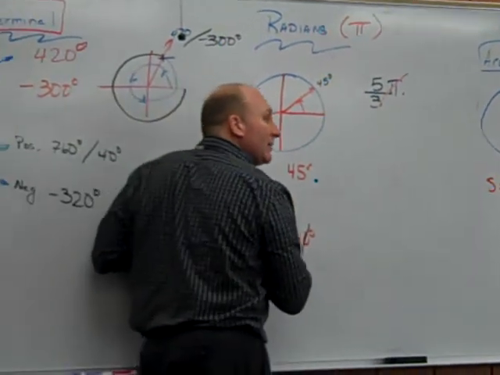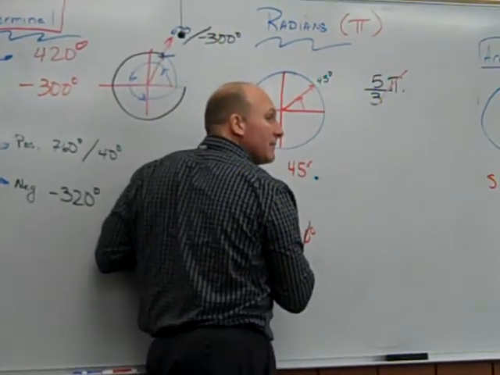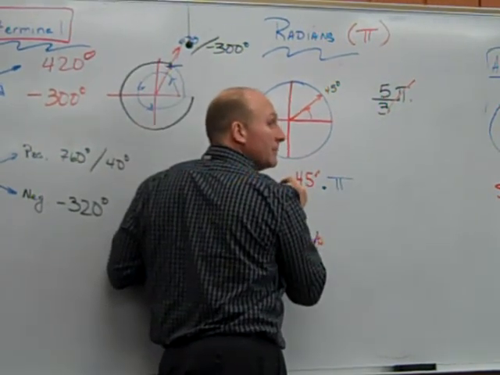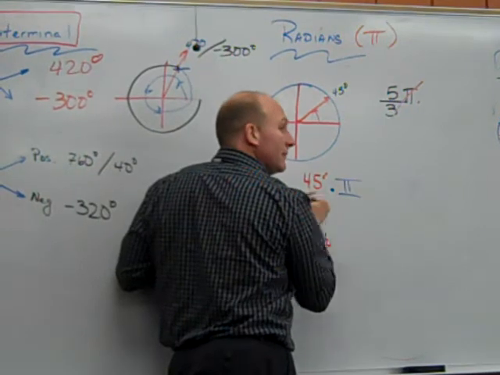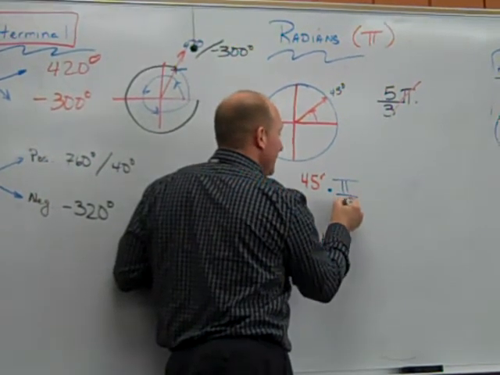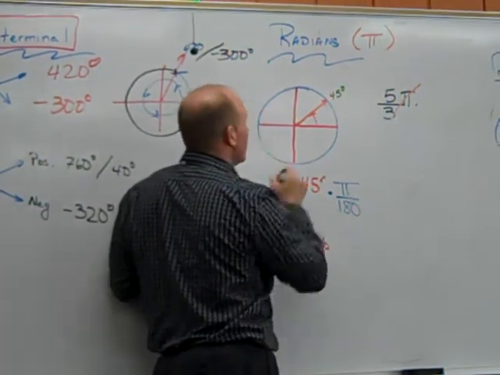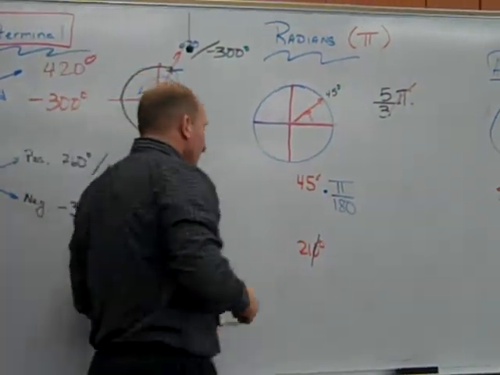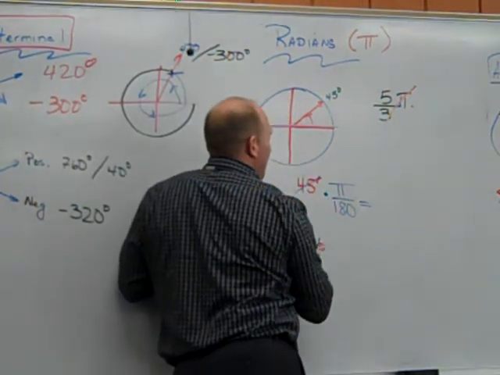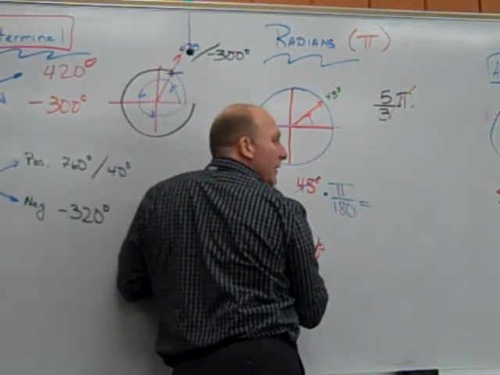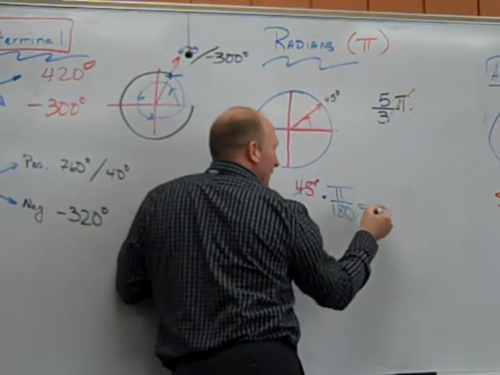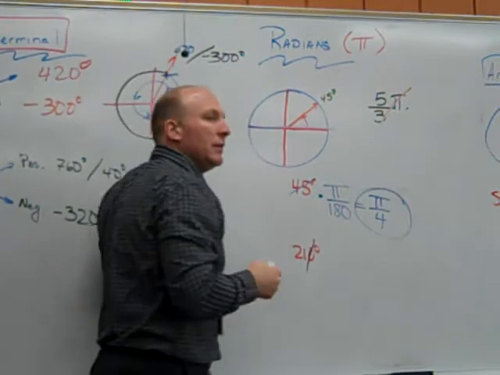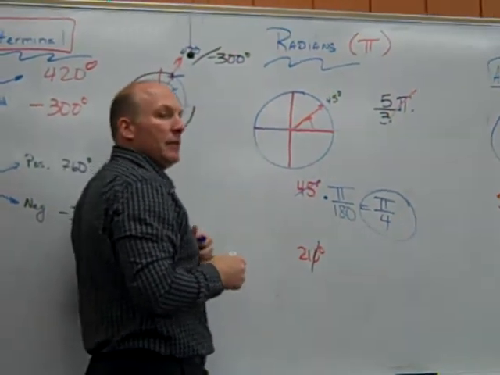Guess what you multiply by to convert to radians? Anybody want to guess? Close. Pi over 180, because your diameter is 180 degrees, right? So, if I was going to convert that, guess how many times 45 goes into 180? 4 times. So, 45 degrees is the same as pi over 4. It's the exact same thing.